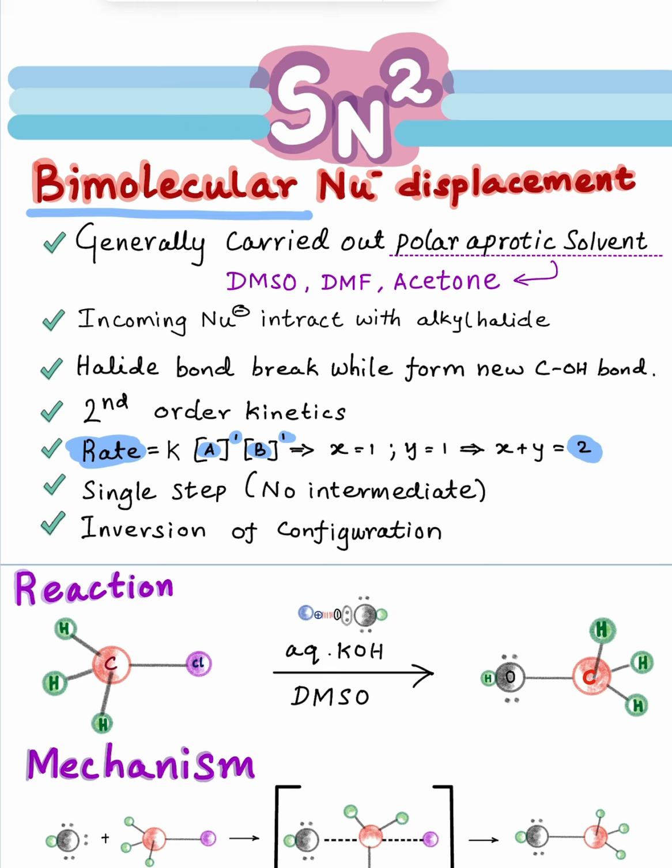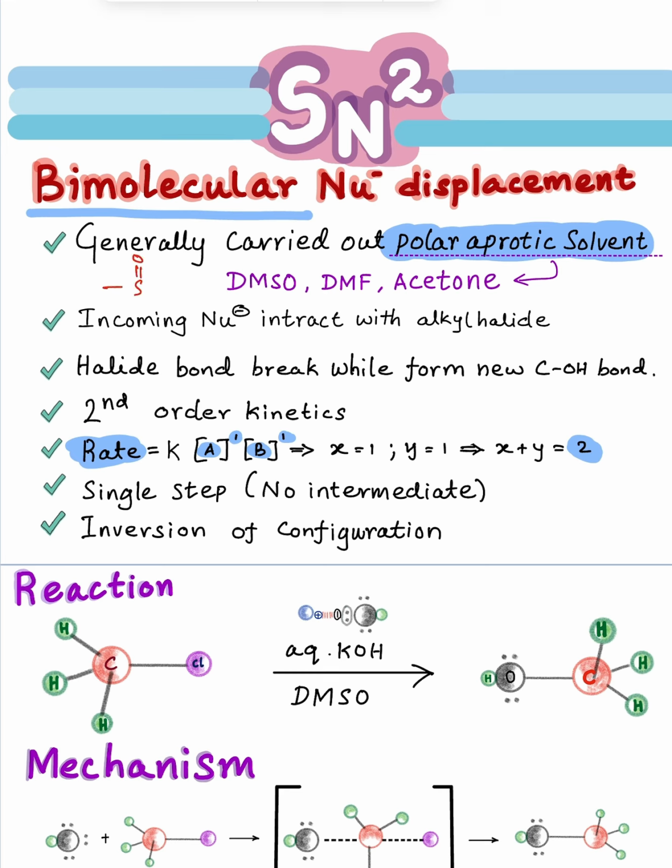Generally this reaction is carried out in a polar aprotic solvent. So what is a polar aprotic solvent? What is the difference between polar protic and polar aprotic solvents? Polar protic solvent is used for the SN1 reaction; for the SN2 reaction, polar aprotic solvent. The aprotic solvent cannot form hydrogen bonds with the substrate. For example, DMSO. What is DMSO? It is dimethyl sulfoxide.